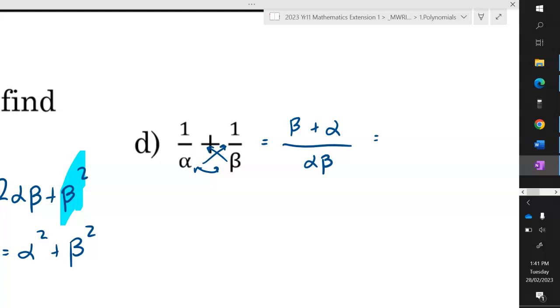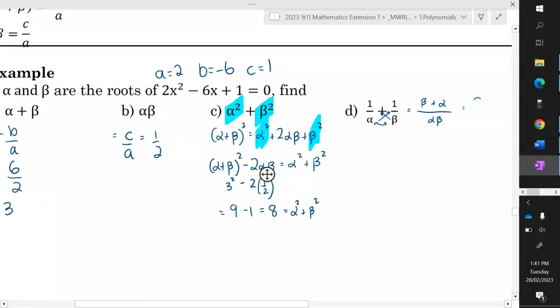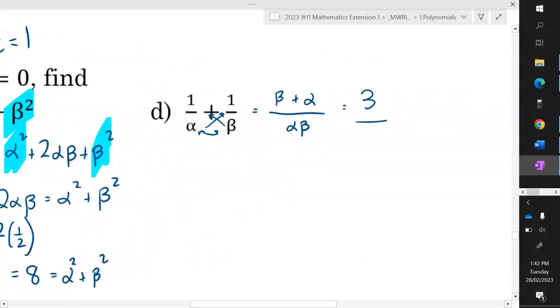Okay, which we can work out. Alpha plus beta from our first question was 3. Alpha beta from our second part was a half, or is still a half, which is going to be equal to 6.